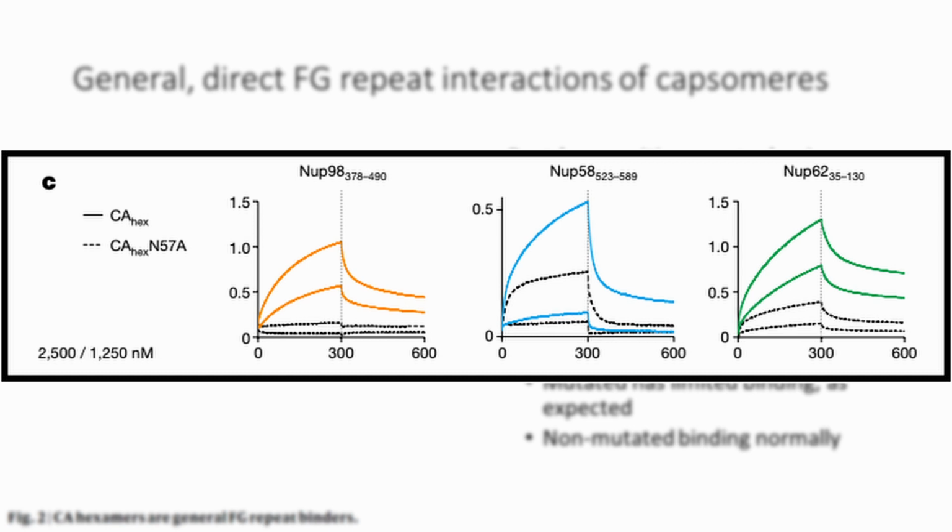I think we can reasonably say that if there is binding, it's very minimal. But the result from part C is telling us that there's specificity in these capsomere-NUP interactions, where it's readily binding to the FG repeats and it's not something else.